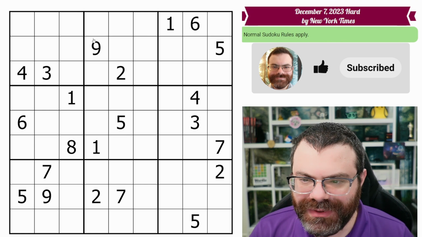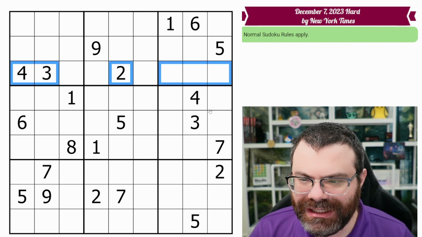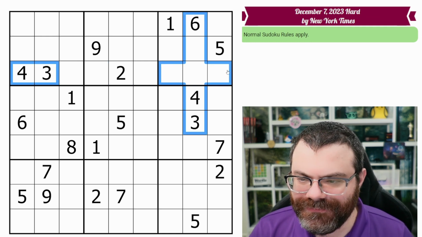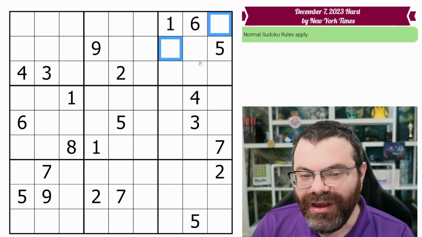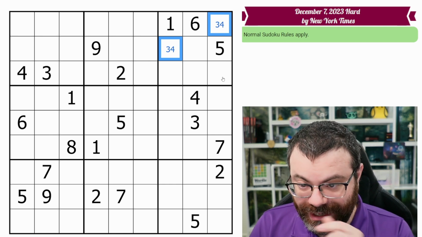Let's see. There's nothing repeating up here, but I'm noticing that 4, 3, and 2 look into this box. And I guess we can even just say 4, 3. 4, 3, and 4, 3 look in like this. And so that creates a hidden pair in the box because there's only 2 cells in box 3 that can have a 3 or a 4. So these 2 cells must be a 3-4 pair.